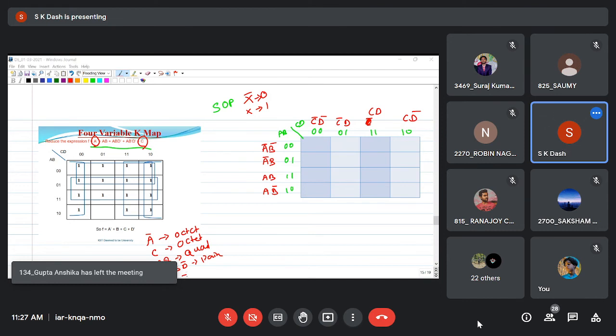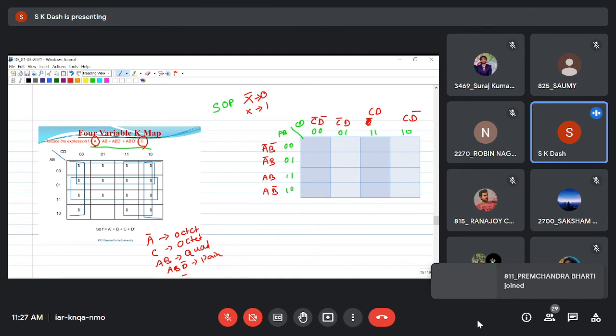A B bar D bar. Is the screen visible? Yes, sir, the screen is visible. A B bar D bar is also a pair. Okay. Let us start with a pair. Now think where ones need to be placed such that you will get a pair of A B bar D bar. Where should the ones be, two adjacent ones, such that you get the expression A B bar D bar?